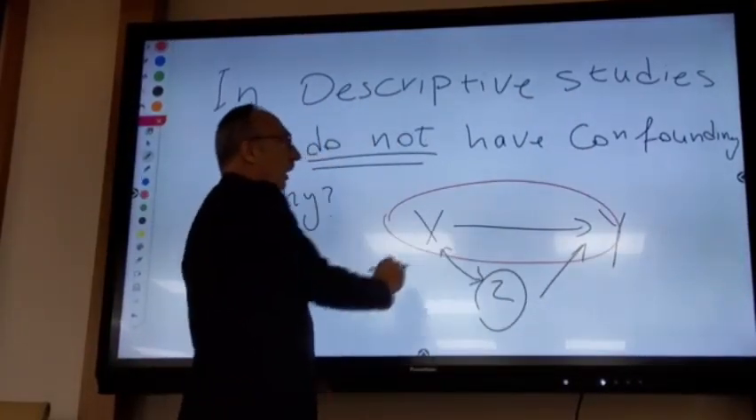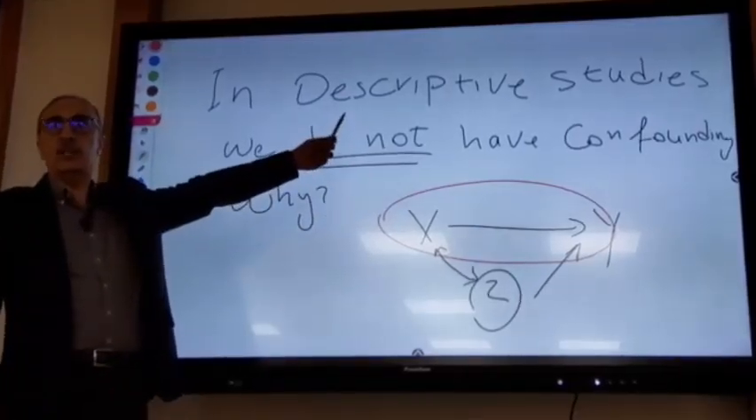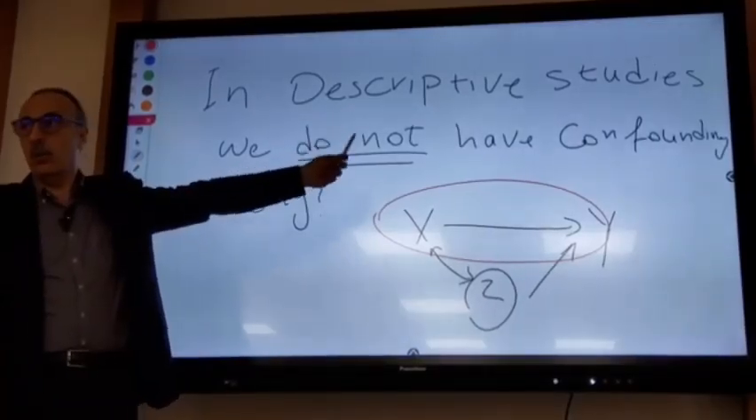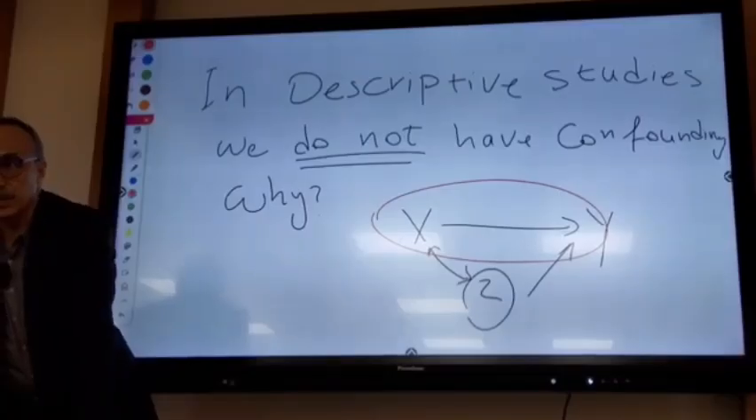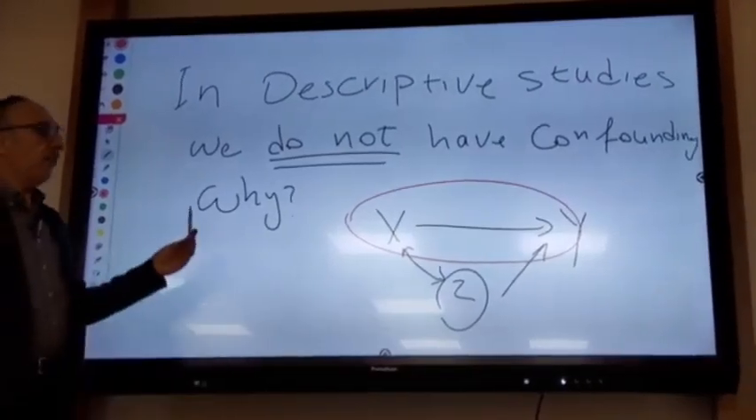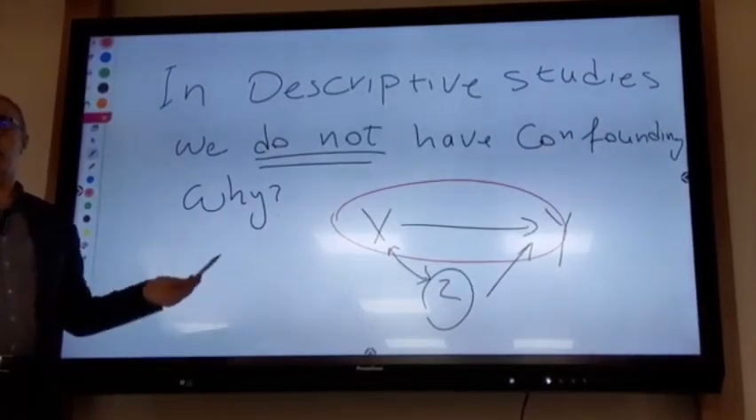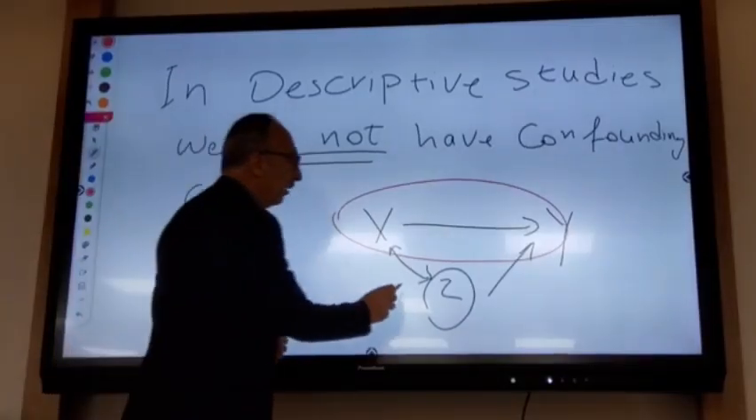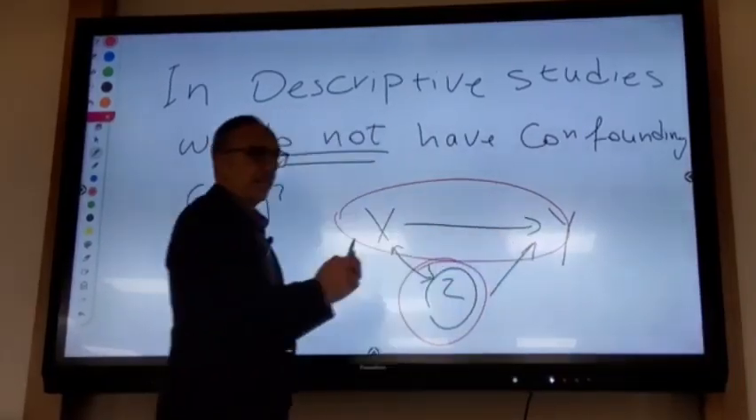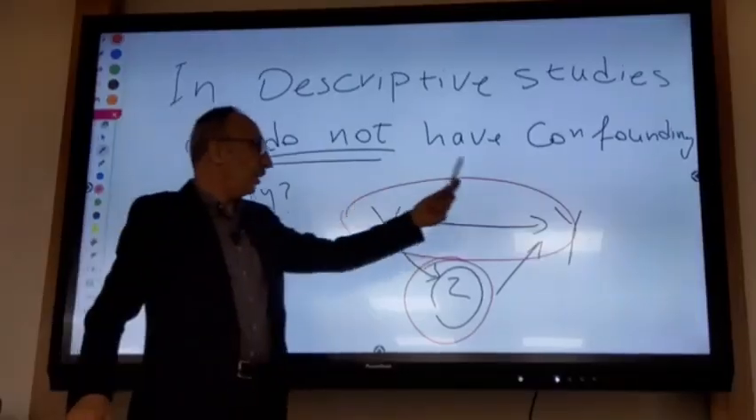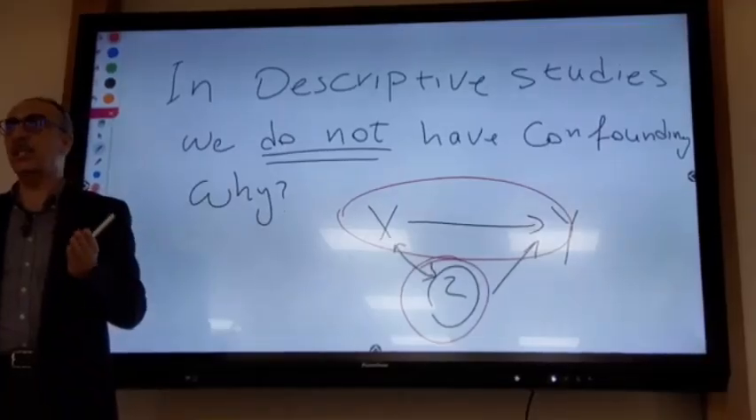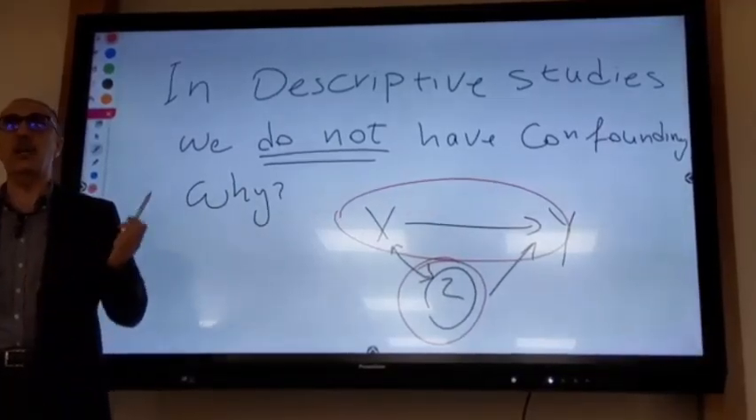This is a relation. And in descriptive studies, we are not evaluating relations. Relations are always evaluated in analytical studies. In analytical studies, we look for relations. So confounding is just a problem of analytical studies, because confounding is the effect of a third factor that interferes with the relation between the first and second factor. When we are studying the relation between X and Y, Z may interfere with this relation, and the relation is always evaluated in analytical studies.